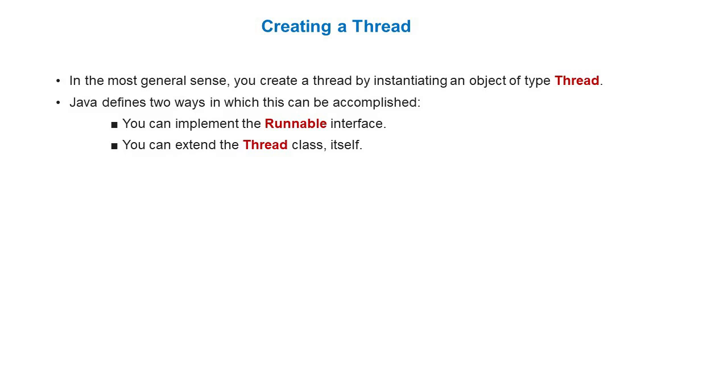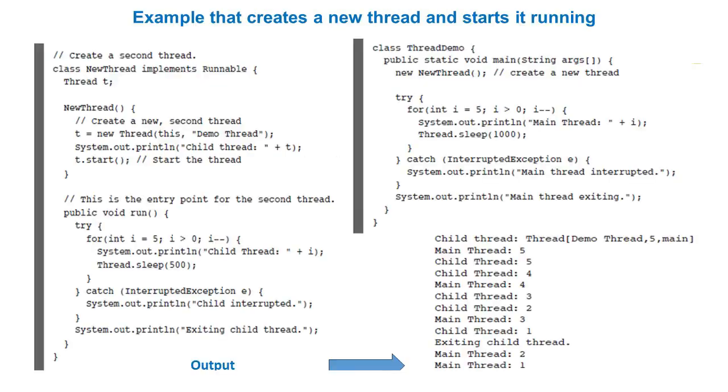Creating a thread. In the most general sense, you can create a thread by instantiating an object of type Thread. Java defines two ways in which this can be accomplished. You can implement the Runnable interface. You can extend the Thread class itself. You have an example for creating a child thread and then starting its running. We have it, you can have a look over it.